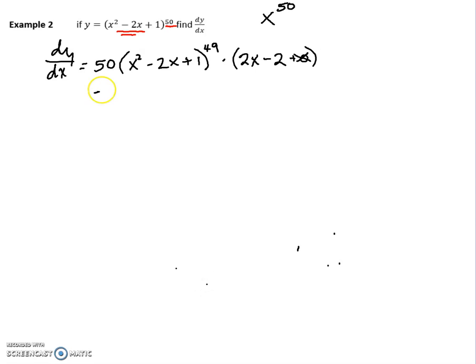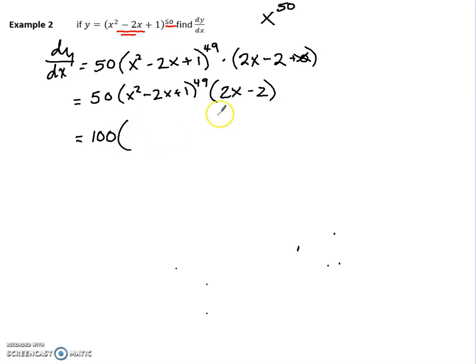Okay, so then I have 50 times x squared minus 2x plus 1 to the 49th times 2x minus 2. We'll probably, for the most part, leave it like this. Sometimes we'll factor out anything else we can. So because I can also take a 2 out of all of this, that would put me at 50 times 2, or 100. I'm going to move this guy over here. I've already factored out that 2, and then that. Again, trust me, this is fine, but this is where we're headed.